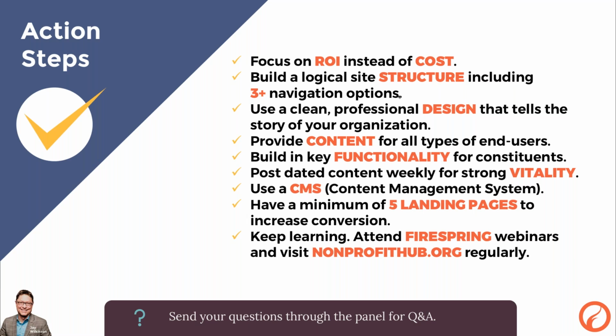And then post dated content once a week, 3 occurrences with a date next to it, so that my brain tells me that they're doing this all the time. It creates that vitality we're talking about. And then, of course, use a content management system. Again, 3 or more people in every organization should have the ability to update and modify content on your website.